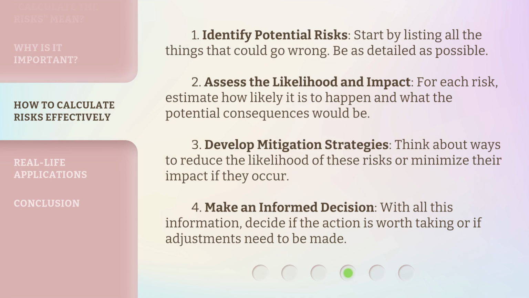1. Identify potential risks. Start by listing all the things that could go wrong. Be as detailed as possible. 2. Assess the likelihood and impact. For each risk, estimate how likely it is to happen and what the potential consequences would be.